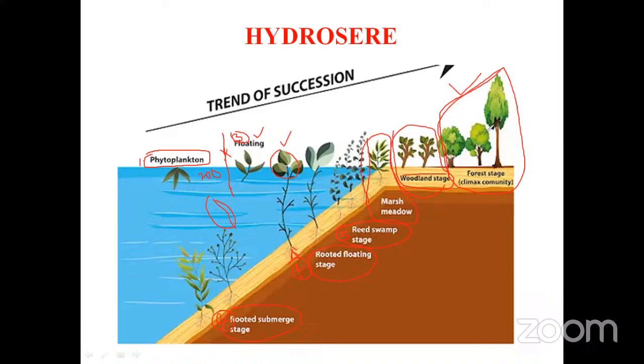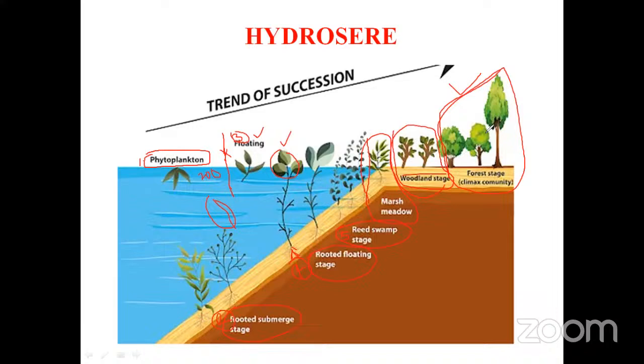Is it clear? Hydrosphere: only the headings are enough. Phytoplanktons, submerged and floating, rooted floating stage, reed swamp stage, with examples. Remember the examples. And the meadow stage, that means marsh meadow, another one woodland stage, climax forest. The forest examples are not important, as most of the plants are there. But here the important examples; the phytoplanktons are also not important. Almost diatoms and Nostoc, Oscillatoria, algal members.